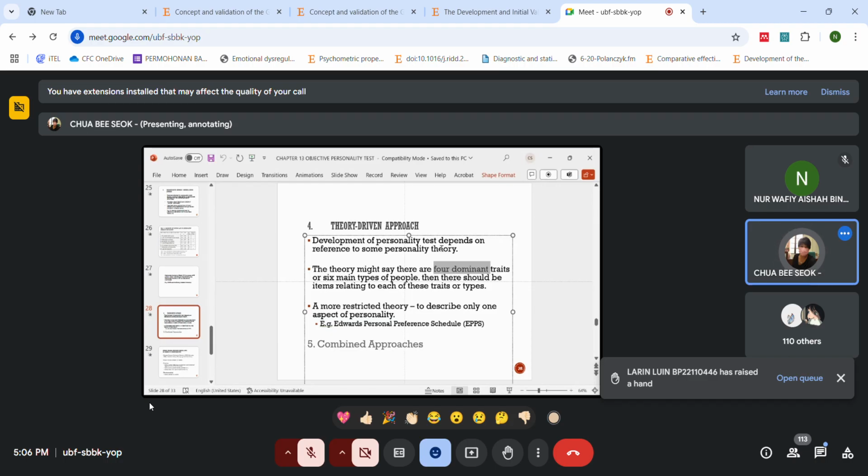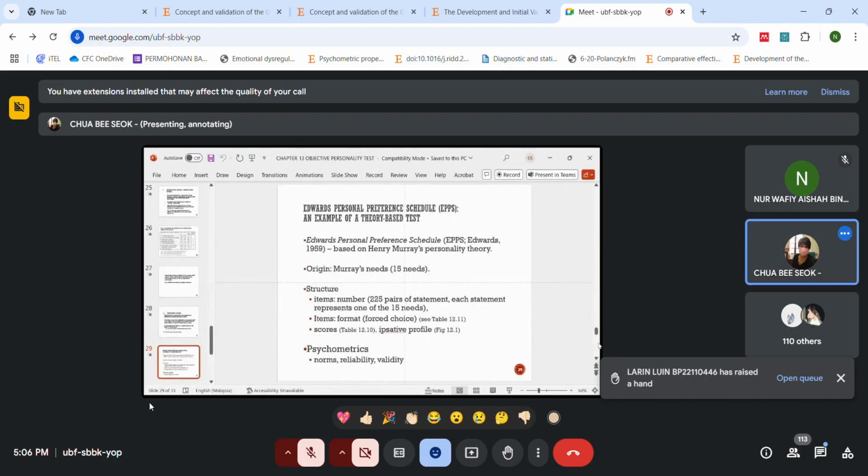We develop a test, we develop the items, based on theory, based on the definitions of the theory. How they define personality. And the last one, of course, you can combine the approaches. You can combine theory-driven and the empirical. You also can combine the logic approach, the rational approach, with the theory-driven approach to develop the test.